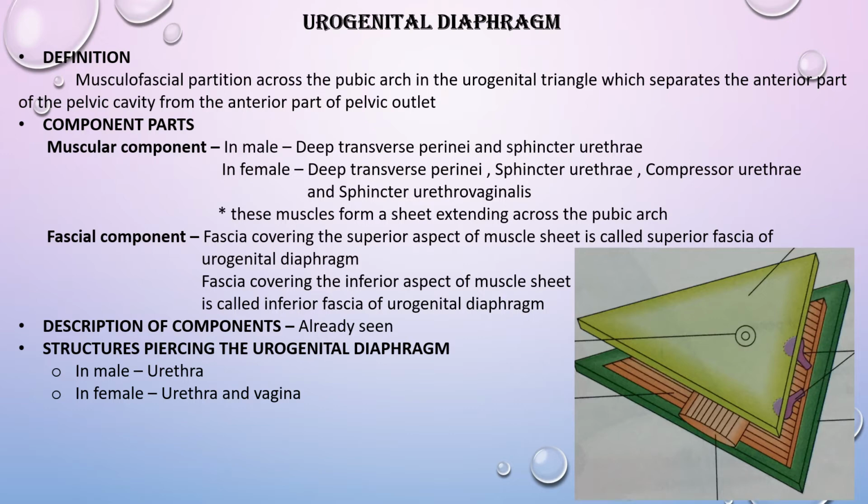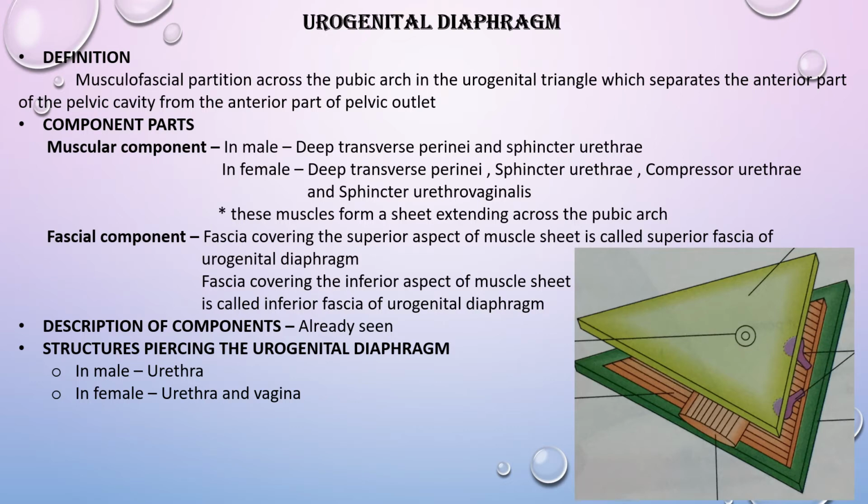The muscle in the deep perineal pouch forms a sheet. Above the deep perineal pouch lies the pelvic diaphragm, that is the pelvic cavity. Below the deep perineal pouch lies the anterior part of the pelvic outlet. So, the muscle which forms a sheath in the deep perineal pouch separates the anterior part of the pelvic cavity from the anterior part of the pelvic outlet.